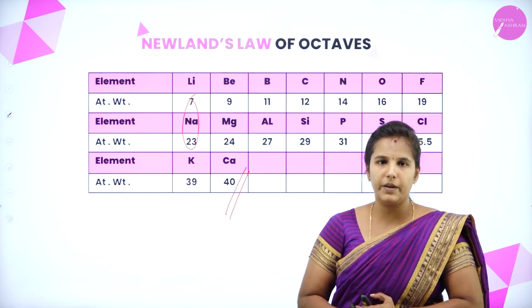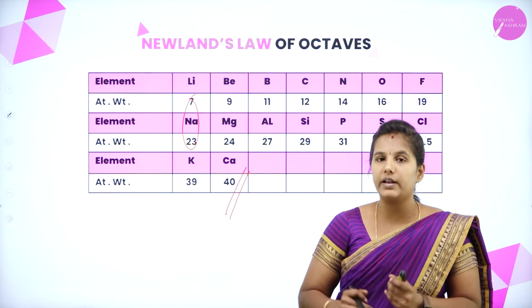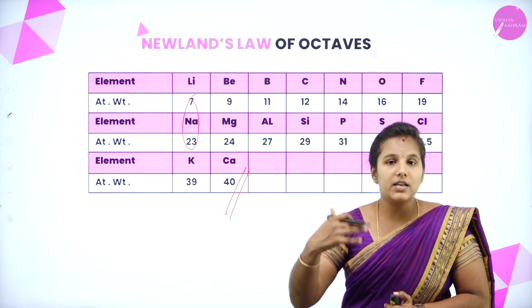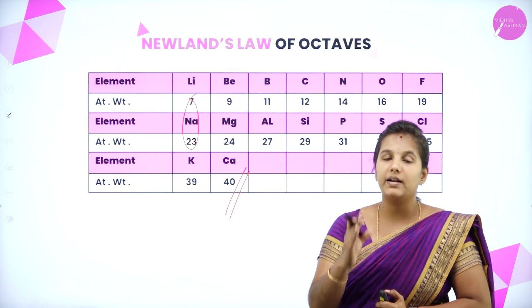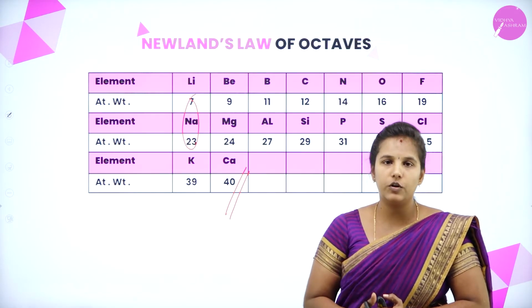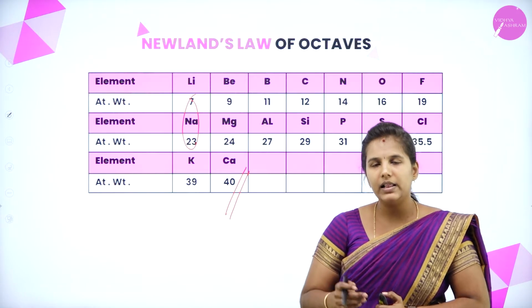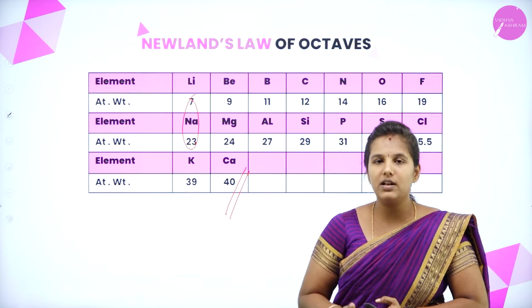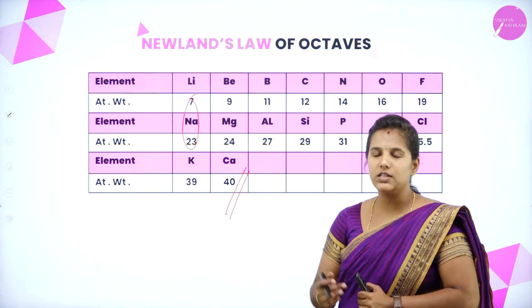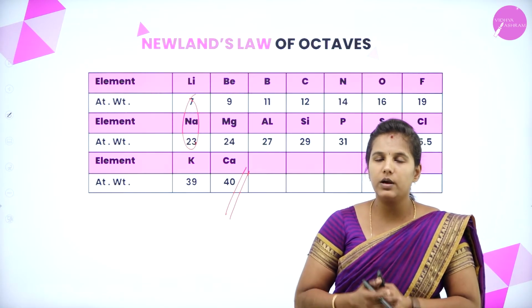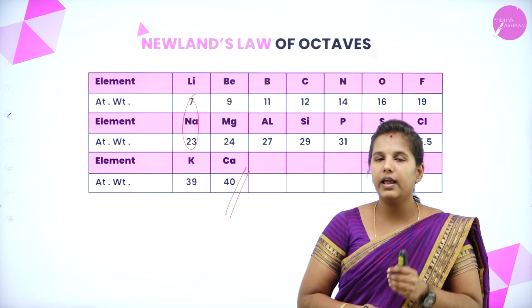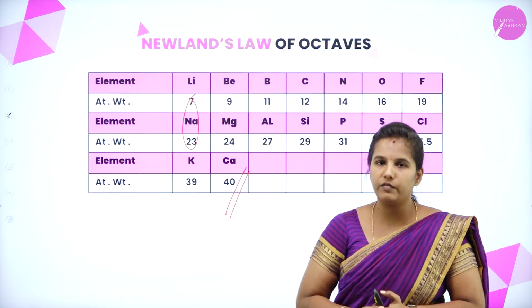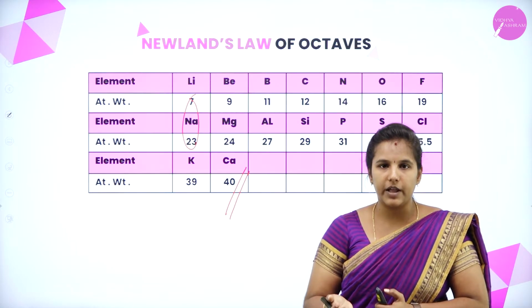If you see the modern periodic table, we have arranged the elements in increasing order of their atomic weight, but that is only possible up to calcium. Later, based upon several limitations, they found many mistakes in this law, and many scientists left this law for some time.